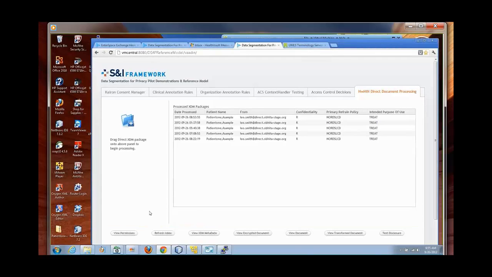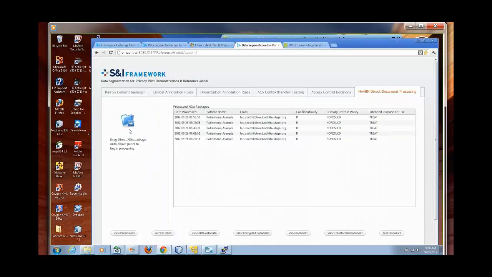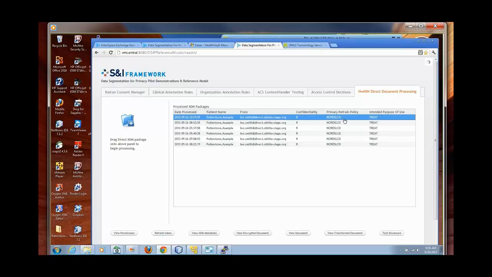Dr. Duane then drags the XDM attachment onto the direct document processing icon, where the package will be unzipped and metadata will be evaluated to determine if Dr. Duane has the necessary credentials.